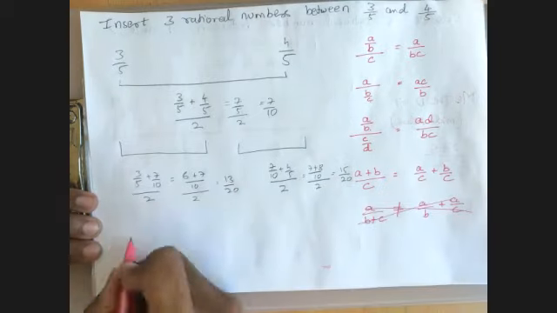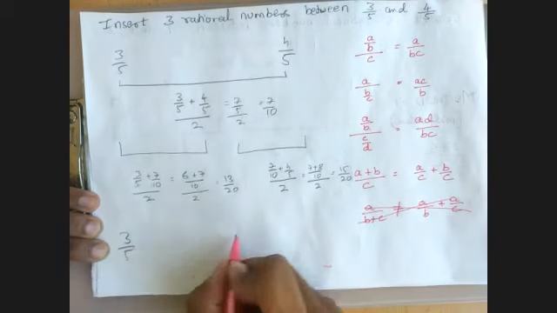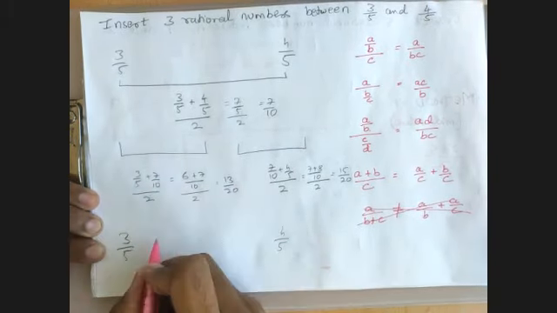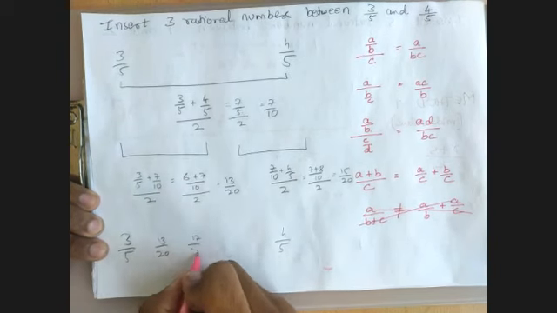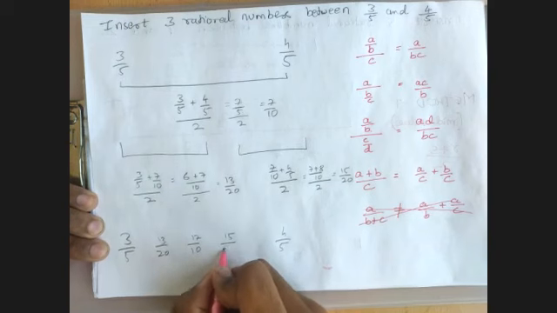So what are the three numbers between 3 by 5 and 4 by 5? They are 13 by 20, 7 by 10 and 15 by 20.